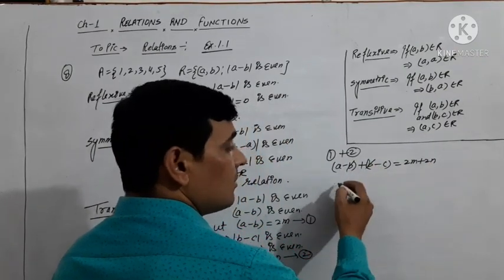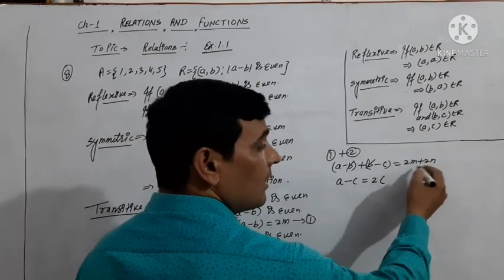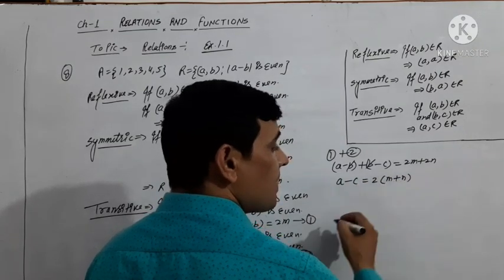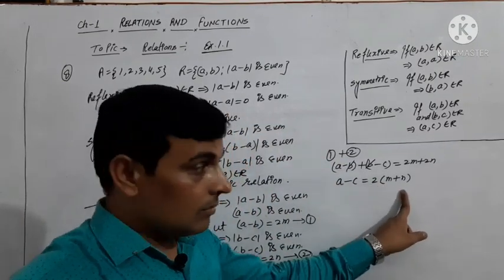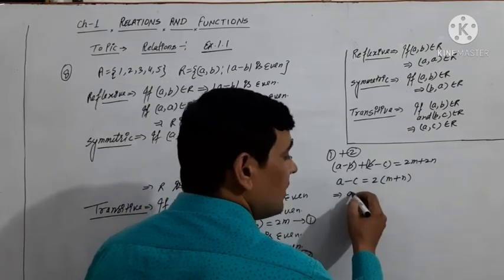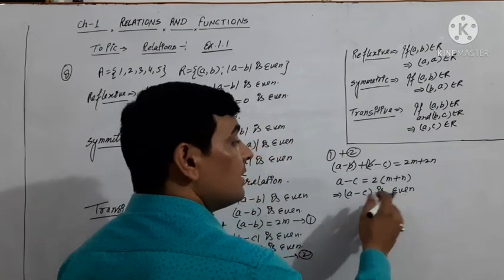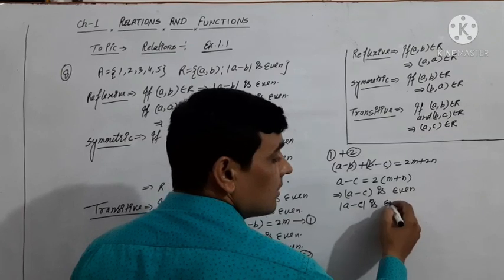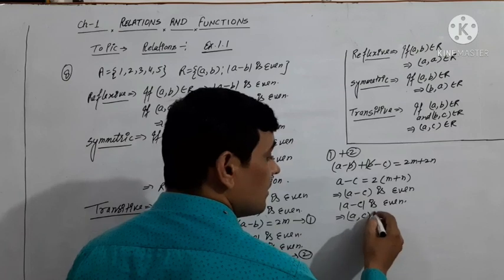Minus b and plus b cancel out. a minus c equals, taking out 2 as common, common है ना बेटा 2 दोनों में, तो 2 common लेंगे then remaining is m plus n. Now this is also an even number because it is divisible by 2. 2 into (m plus n) is an even number. So this implies that a minus c is even. Then with modulus, a minus c will also be even.